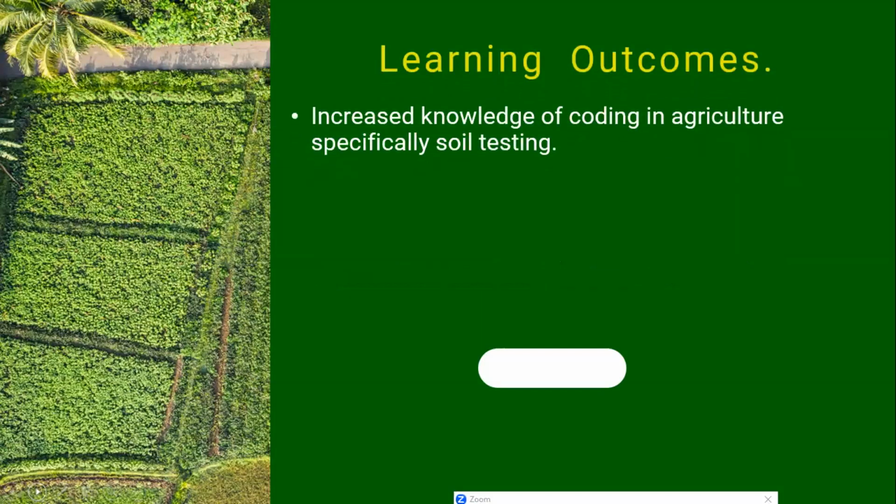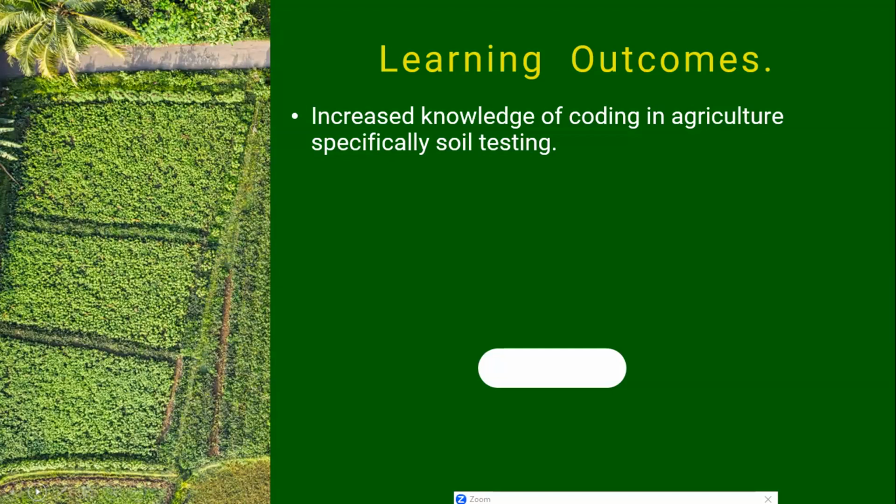Then the learning outcomes: increased knowledge of coding in agriculture, specifically in soil testing. Soil testing is important. Before you put any crop in the soil, you need first to do a test and find out whether the crop you are putting on that given soil will come out very well. We have found out that very many farmers lose their money and their crops because they do not test the kind of soil. They think that any kind of soil can favor the given crop. However, it may not be true.